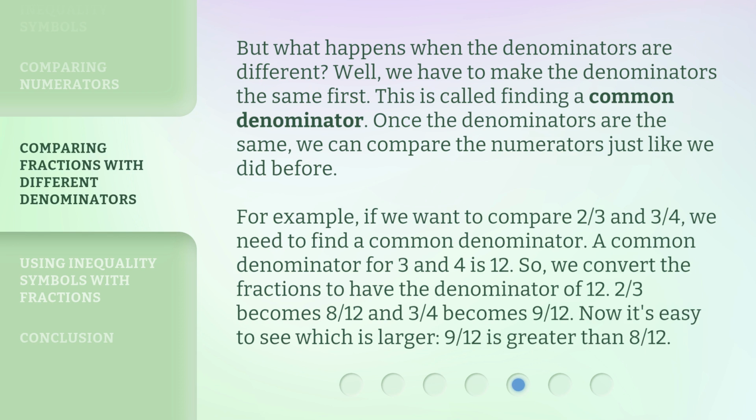For example, if we want to compare 2/3 and 3/4, we need to find a common denominator. A common denominator for 3 and 4 is 12. So, we convert the fractions to have the denominator of 12. 2/3 becomes 8/12 and 3/4 becomes 9/12. Now it's easy to see which is larger. 9/12 is greater than 8/12.